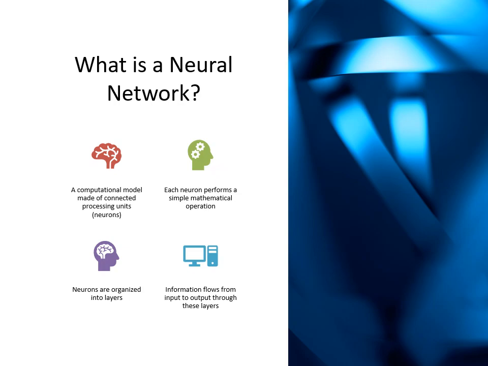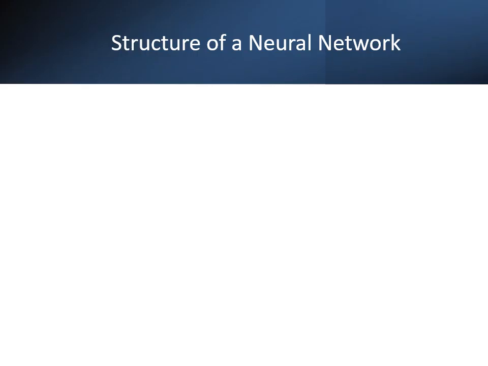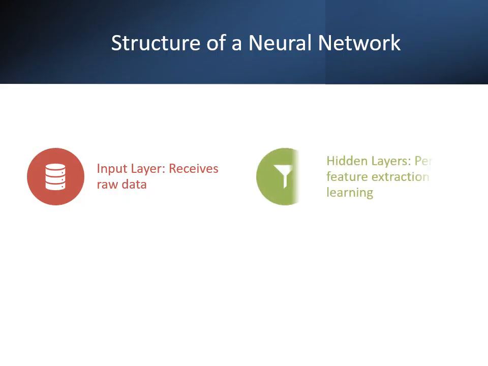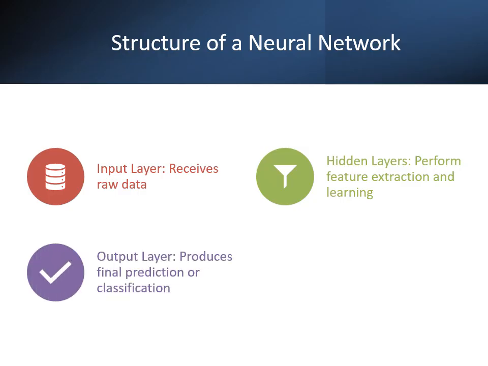Structure of a neural network. A neural network is organized into layers. The input layer receives raw data, such as images or numbers. The hidden layers process and learn patterns from this data. Finally, the output layer produces the prediction, such as a label, decision, or value.